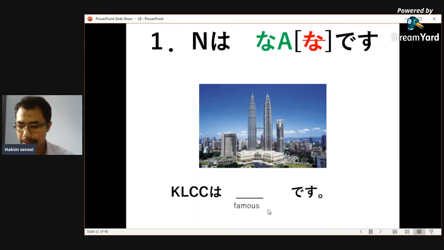The next thing is how to describe much more in detail about the adjective. Let's say if you are speaking about KLCC, you want to say KLCC is famous.